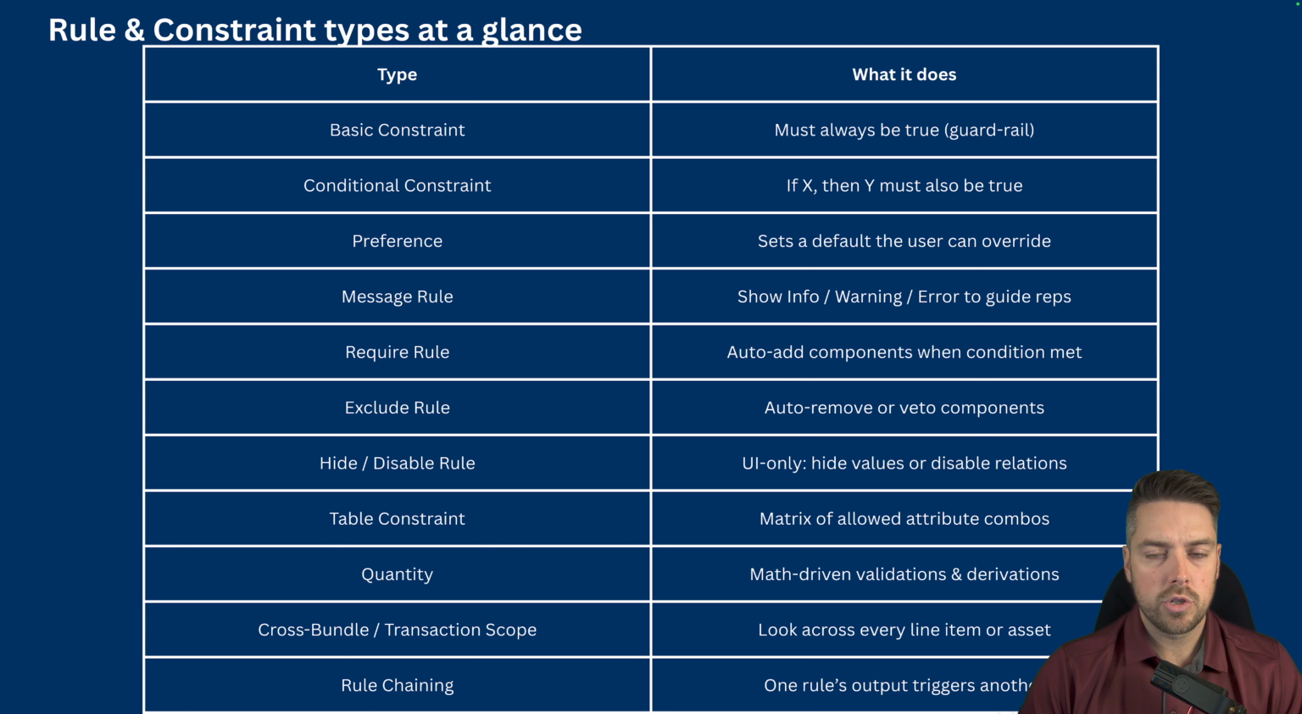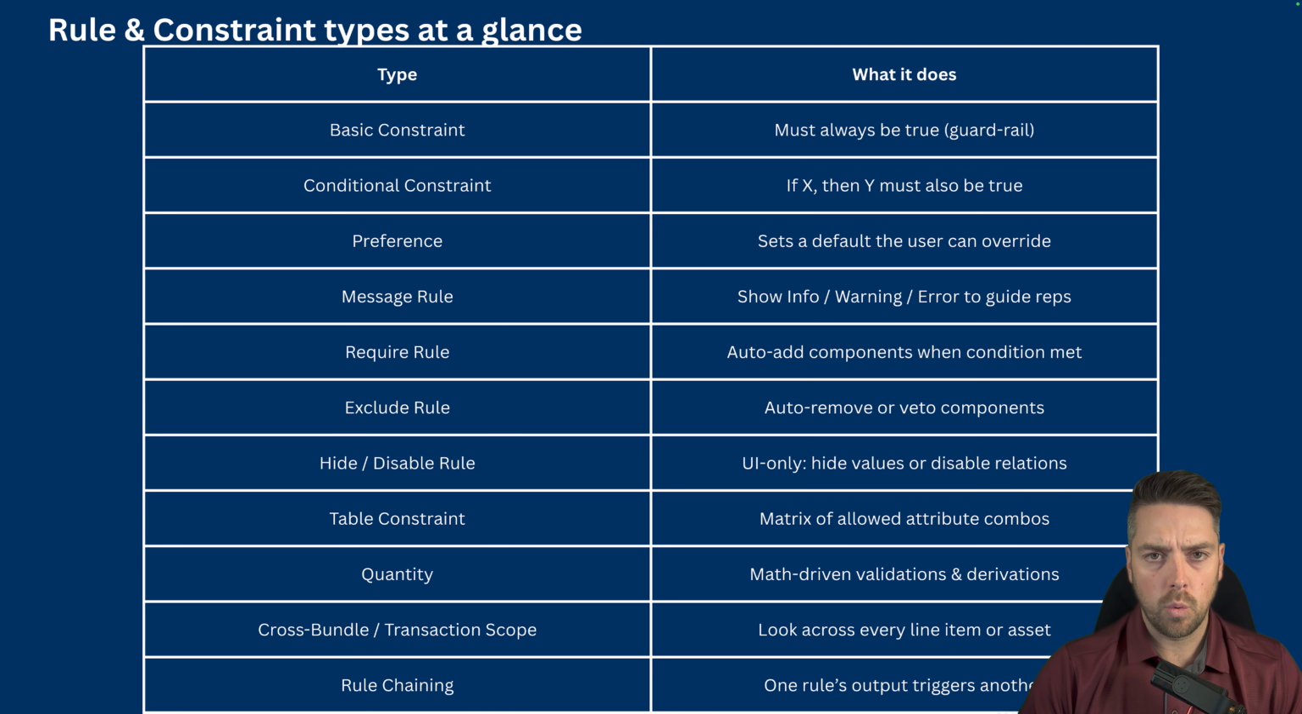You can do a table constraint, and we're going to look at an example of what a table constraint is. A table constraint will allow you to build a matrix of allowed attribute combinations, right? So if my monitor size attribute is 13-inch, then the allowed resolution should be 1080p, for example, and so on and so forth for all the different values that you've got available in your table.